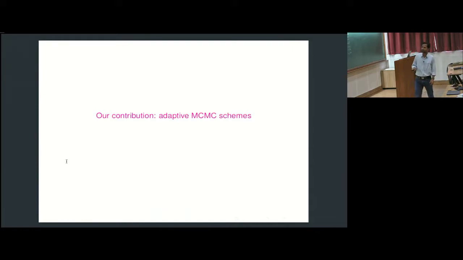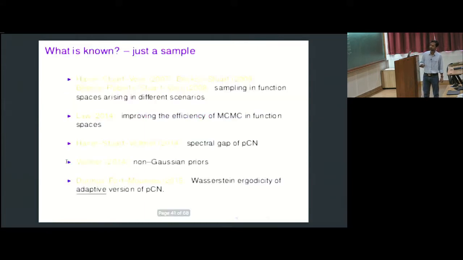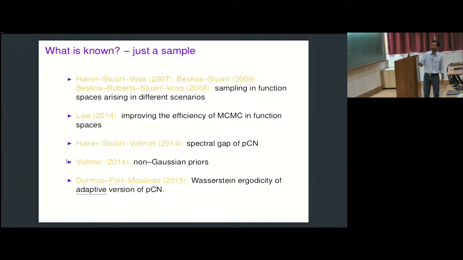Yeah, and then there are some other papers which talk about further analysis. For example, Law talks about how to improve the efficiency of such algorithms. And then one very major contribution came in 2014, where Martin Hairer, Stuart, and Vollmer actually estimated the spectral gap for pCN.